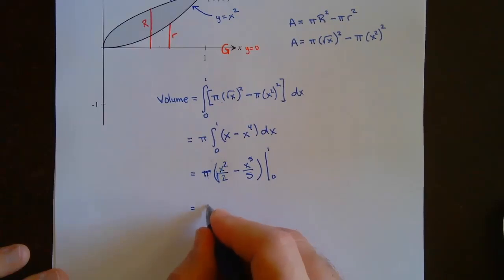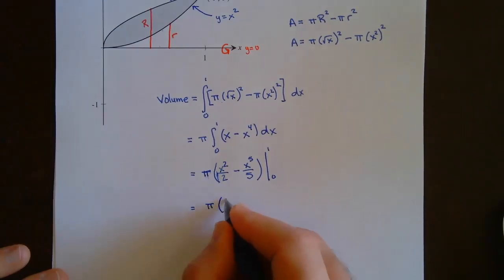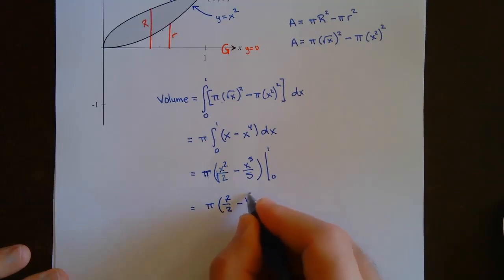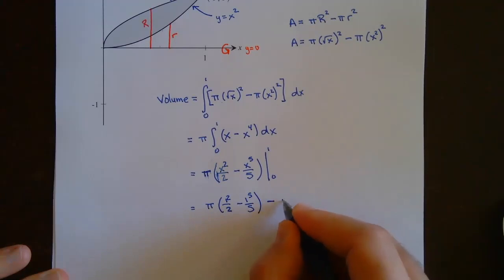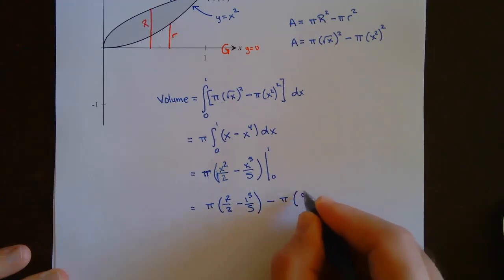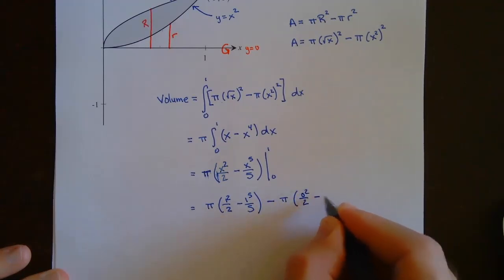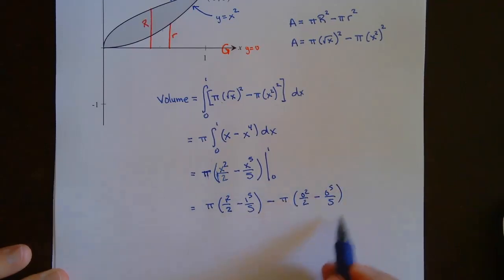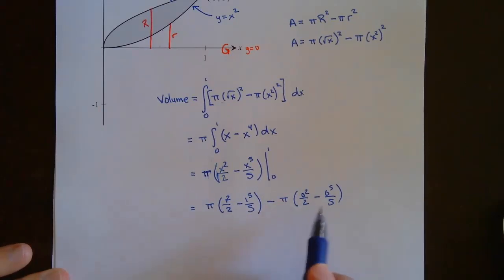Okay, so this would be pi times 1 squared over 2 minus 1 to the 5th over 5, minus pi times 0 squared over 2 minus 0 to the 5th over 5. Well, all of this is going to be 0, so we can ignore it from here on out. But you got to write this, because I don't know if you forgot it or if you know it's supposed to be 0. So you got to write it to show somebody, okay?